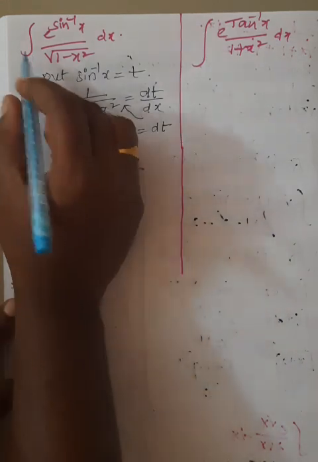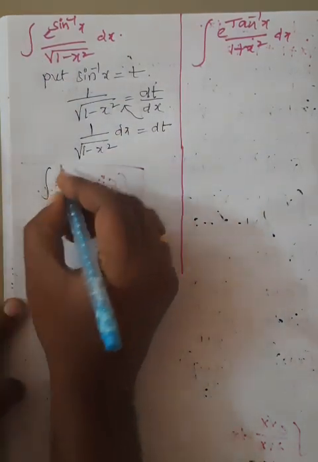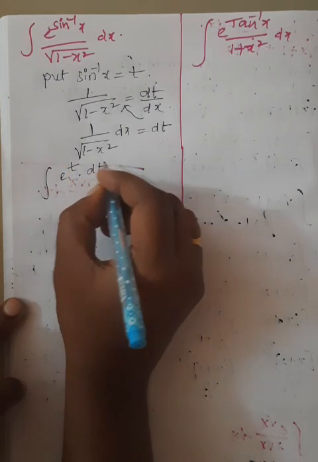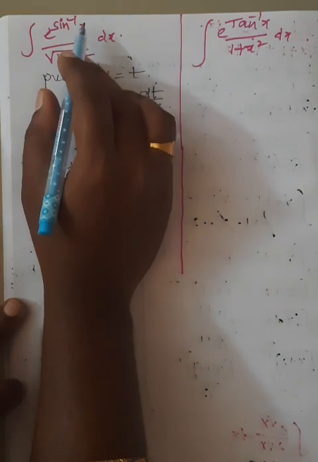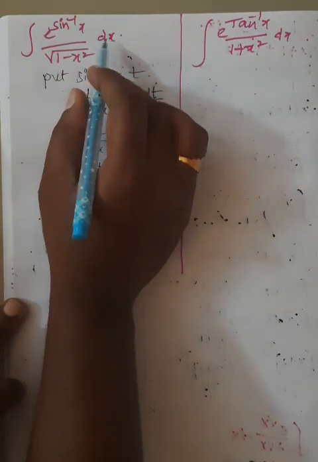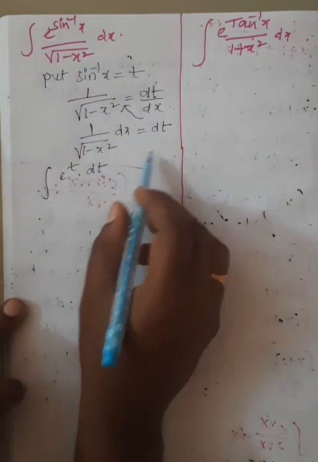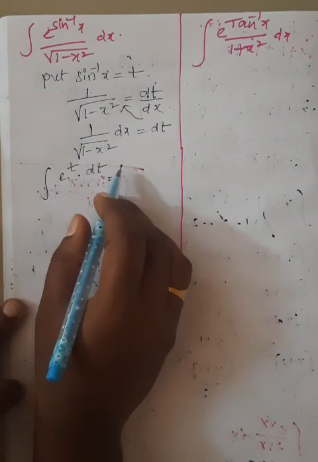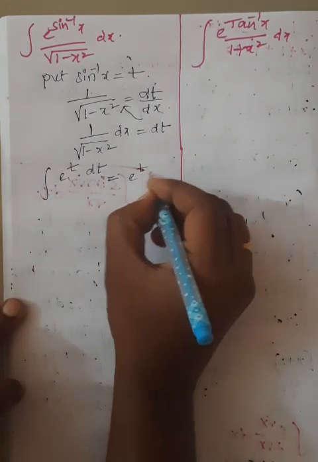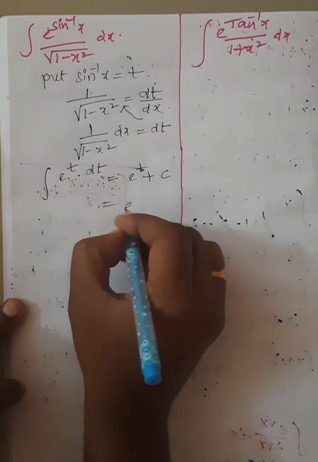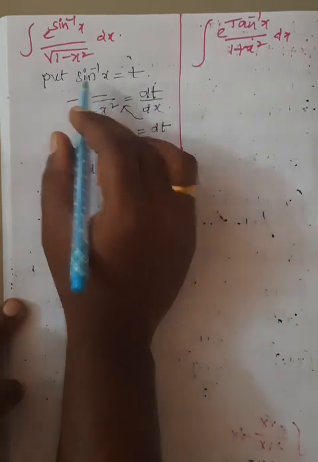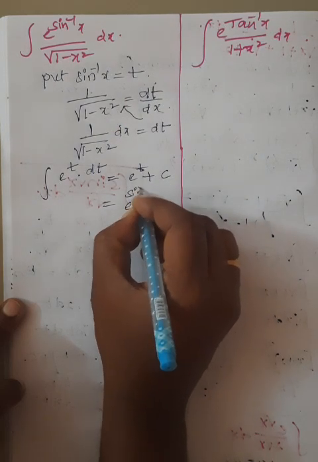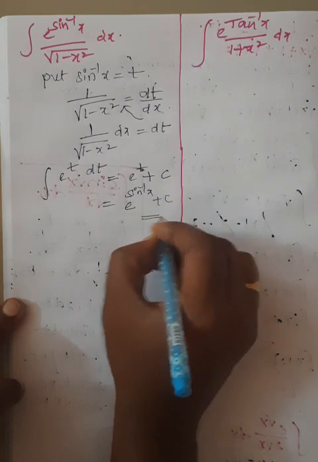Then we have to substitute in our question: integration of e to the power t into dt. In place of sin inverse x we have considered t, and in place of dx by root of 1 minus x square we write dt. Therefore it is of the form integration of e to the power t dt, which is equal to e to the power t plus c. We have taken sin inverse x as t, so replace it with sin inverse x, plus c. This is our final answer.